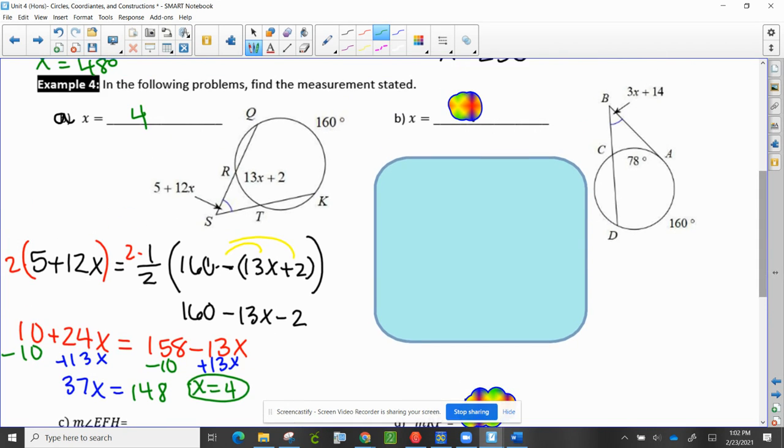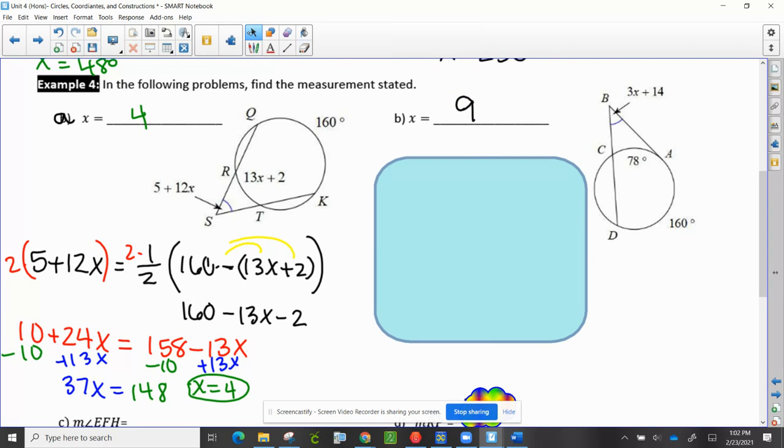Okay, so I'm going to have you guys try B. It's similar. Now your far arc and your near arc are both numbers, so you don't really have to worry about that distributing thing we had to do on problem A, but that's okay. So set it up. You have your angle B equal to 1/2 far arc minus the near arc. So go ahead and solve for x for this one.